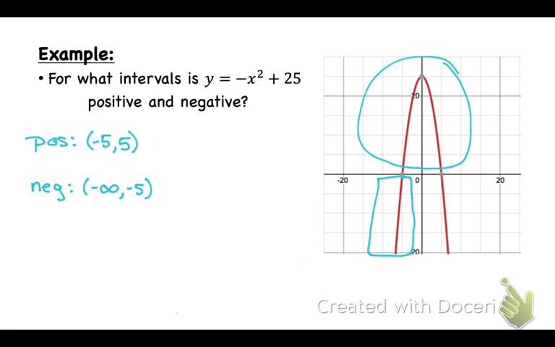And then it comes back down to the negative, so I have to put a union. So it'd be 5 to what? 5 to positive infinity. Because all we're doing is, imagine somebody walking along the x-axis from negative infinity to positive infinity.